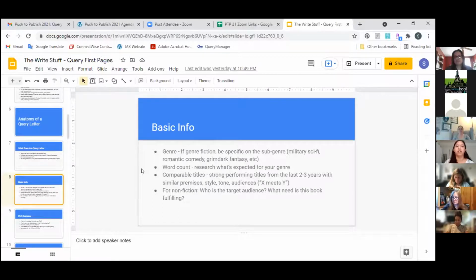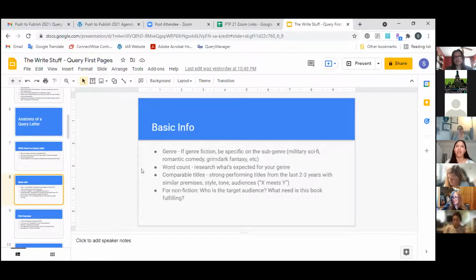For nonfiction, this is a little bit different because you're not making up a whole world. So the thing you need to address in your query letter is, who is the target audience for this book? And I don't mean that to say that you should use Google search results showing that 2.1 million results show up for people who love dogs. That's not really a target audience.